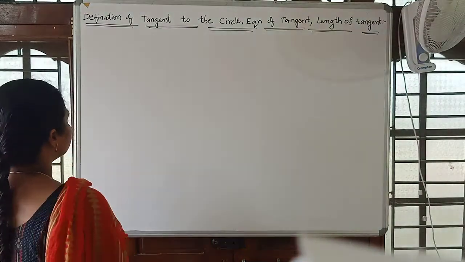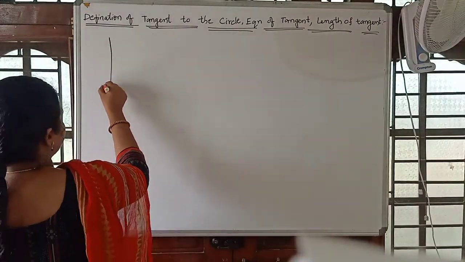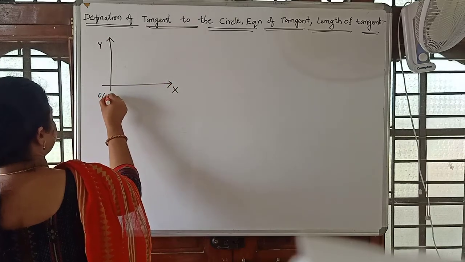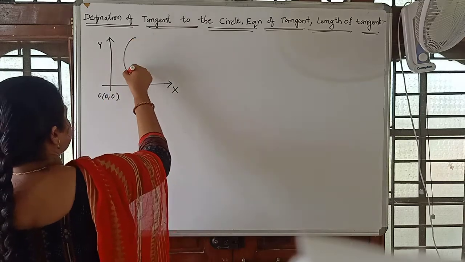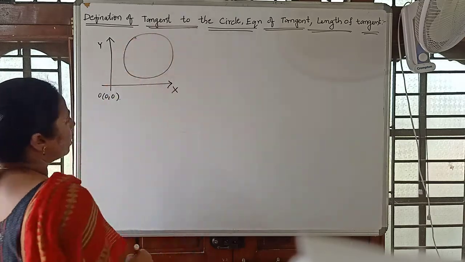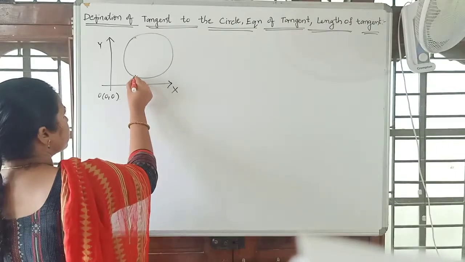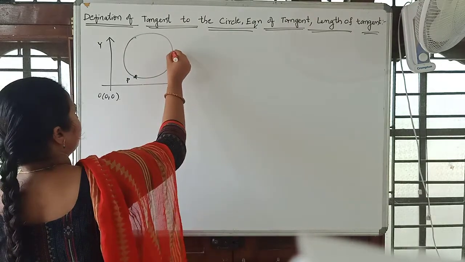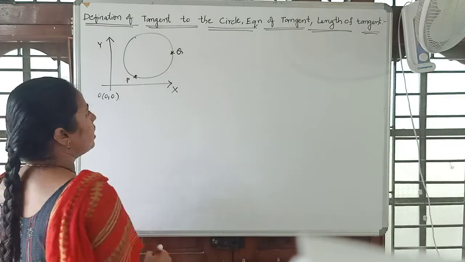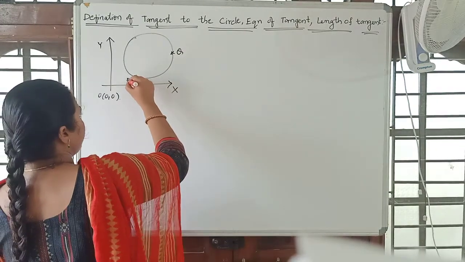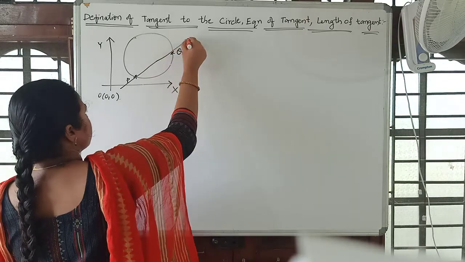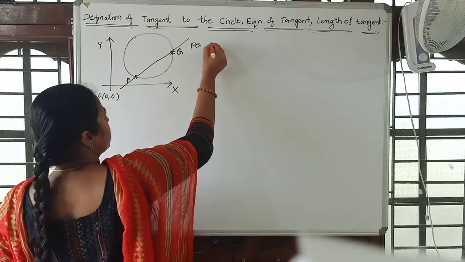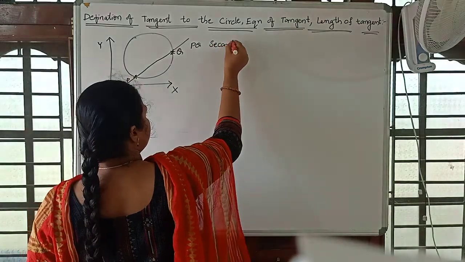Now as we know, circle in the xy plane, this is x-axis, y-axis, origin. Now this is a circle in the xy plane. Let P be a point on the circle. Now consider one more point Q, which is nearer to the P. Draw a line joining these 2 points. This PQ line is called secant line.